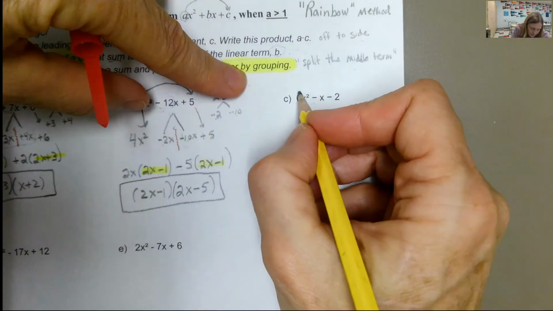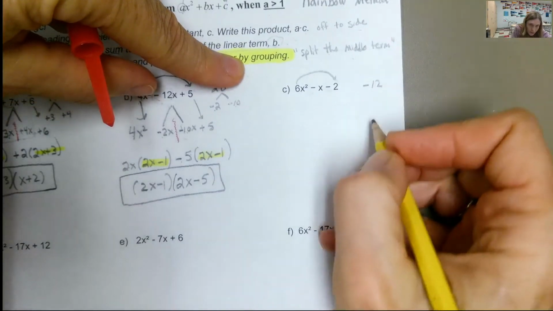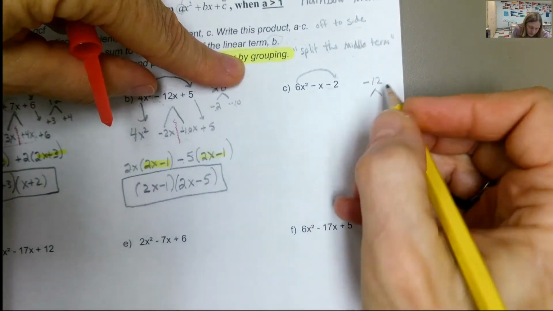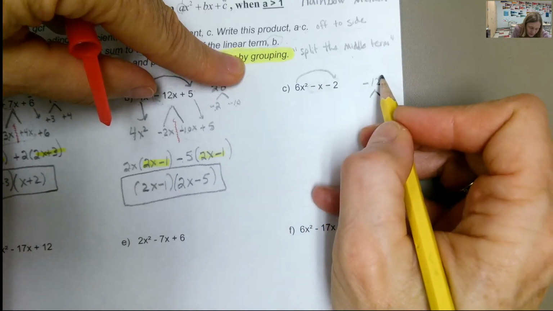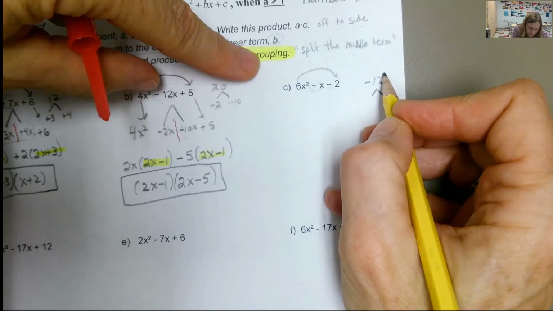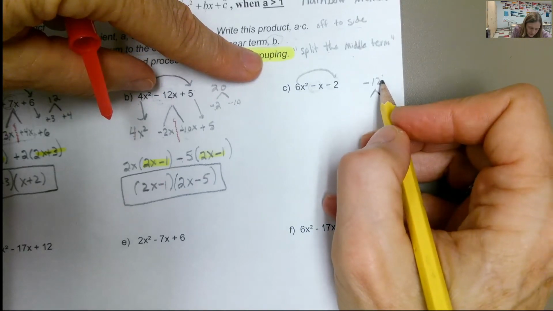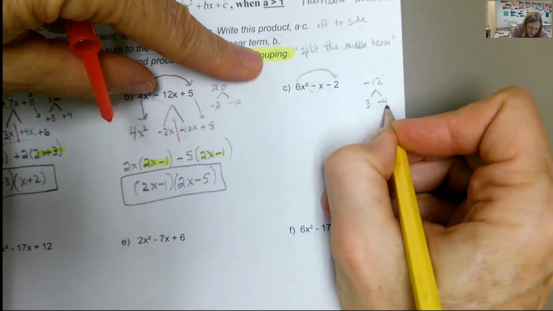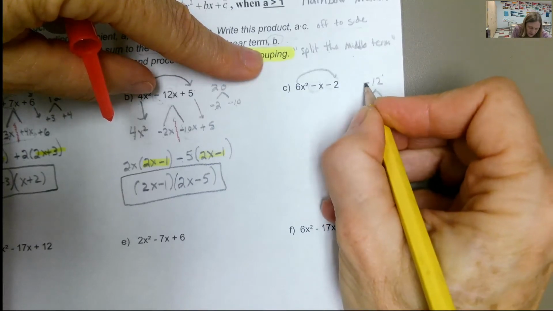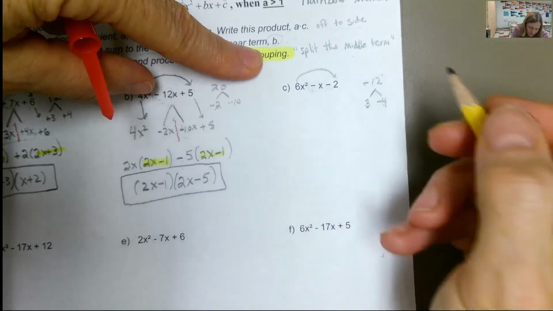The next example, 6 times negative 2 is a negative 12. Factors of negative 12 that add up to negative 1. Let's see. Is it 1 times 12? Is it 2 times 6? Is it 3 times 4? Yes, it is 3 times negative 4, because positive times negative is negative. Positive 3 plus negative 4 is equal to negative 1.